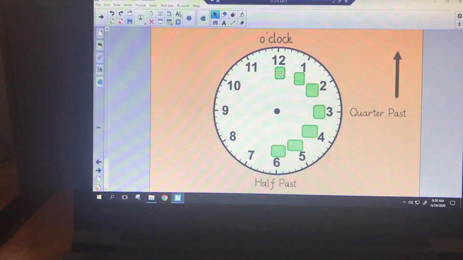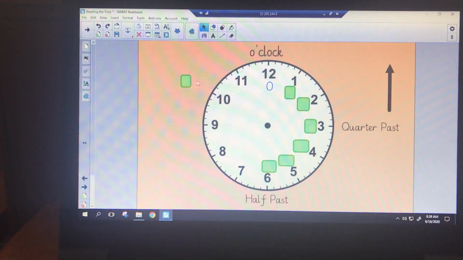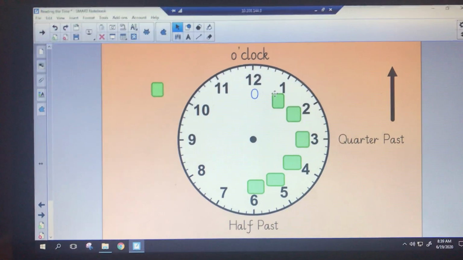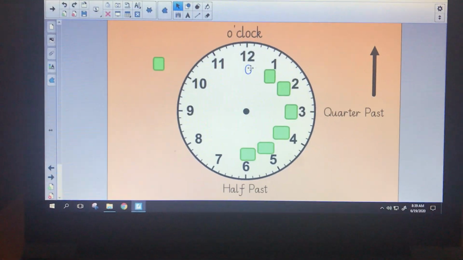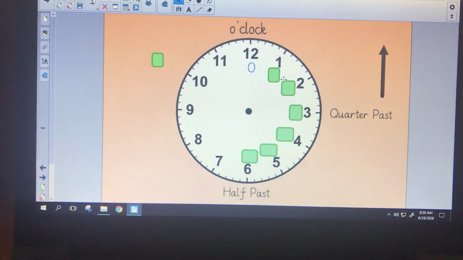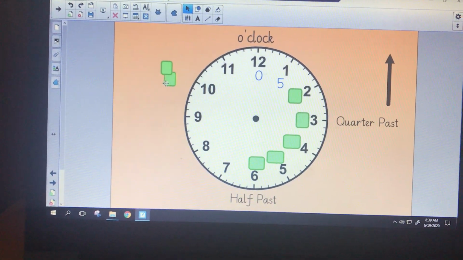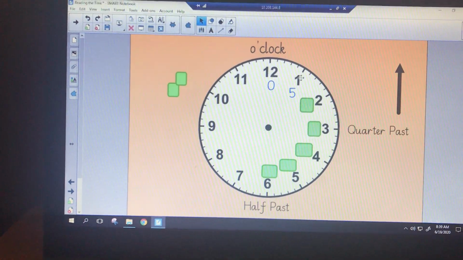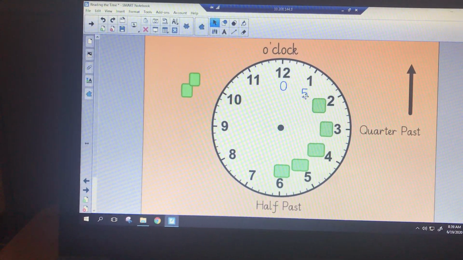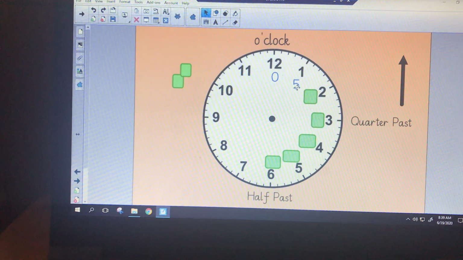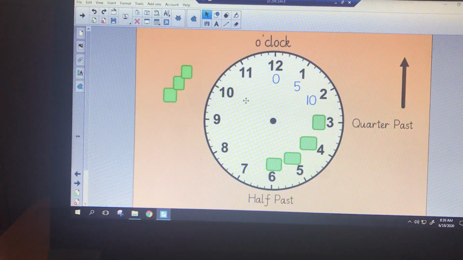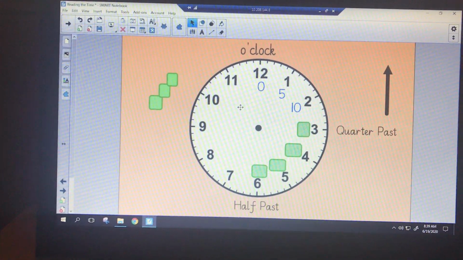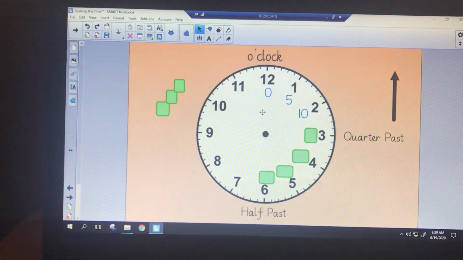So, where the 12 is, you can see that we have 0 minutes past the hour because we are at the start of a new hour. When we move round to the 1, if the minute hand is pointing at the 1, we would say it's 5 minutes past the hour. And moving round, when we get to the number 2, we say 10 minutes past the hour.